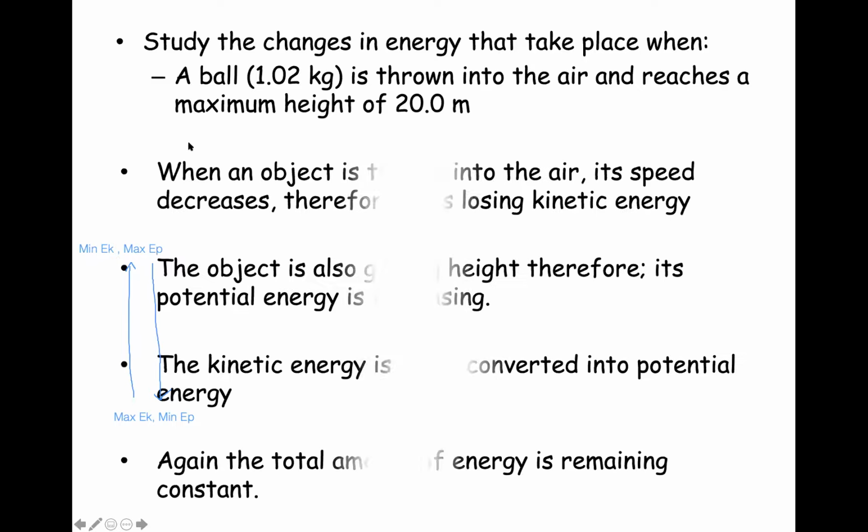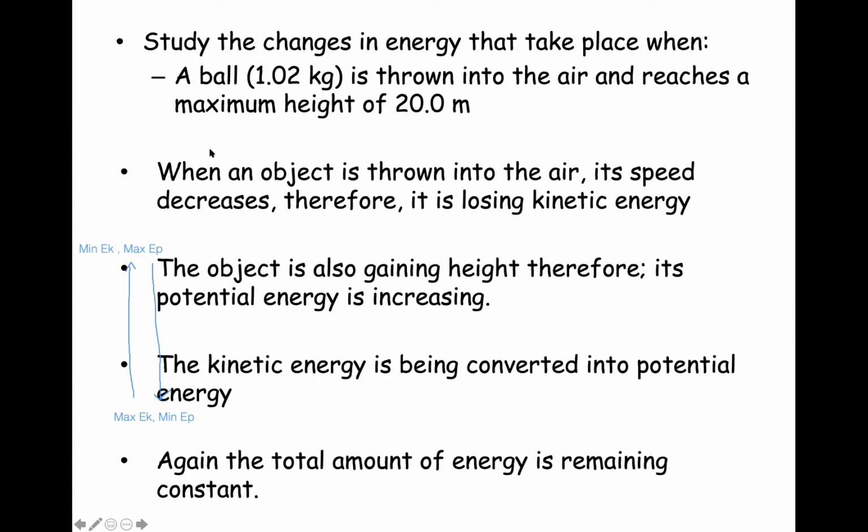So I found my mouse, there it is. Okay, let me summarize what we just said. When an object is thrown into the air, the speed decreases, so it's losing kinetic energy. It's gaining height, so it's increasing its potential energy. That kinetic energy is being converted to potential energy. And again, the total amount of energy in this system is remaining constant.